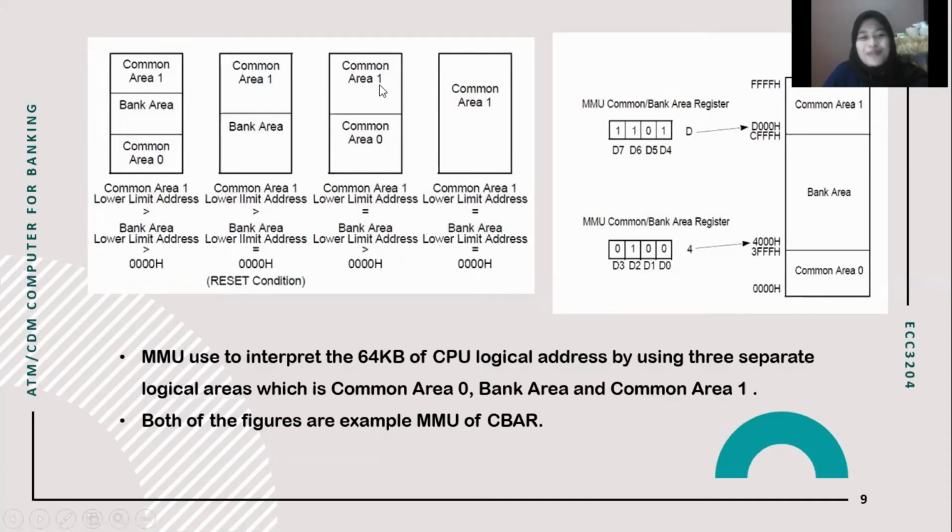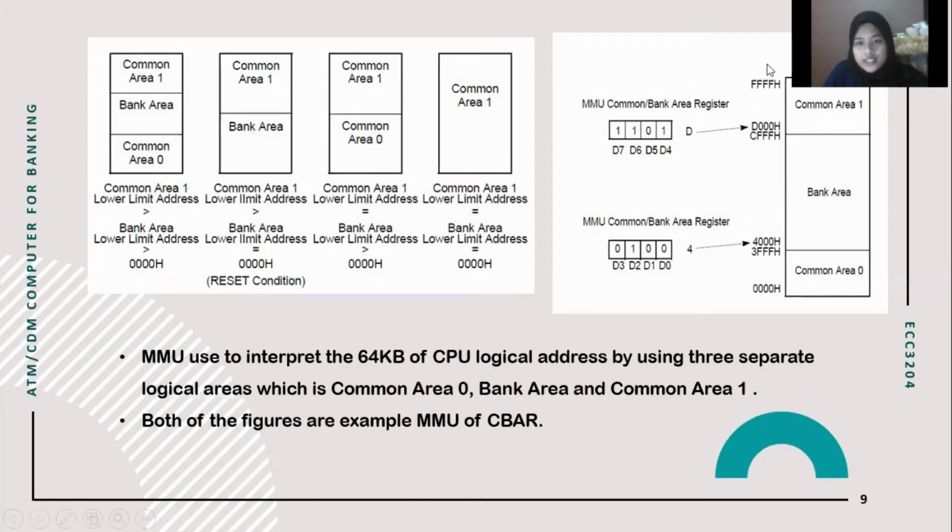For the third block memory, if the common area 1 is equal to 0, the bank area will not include it. If the common area 1 and the bank area are equal to 0, it will only have common area 1 and the bank area, and common area 0 is not included.